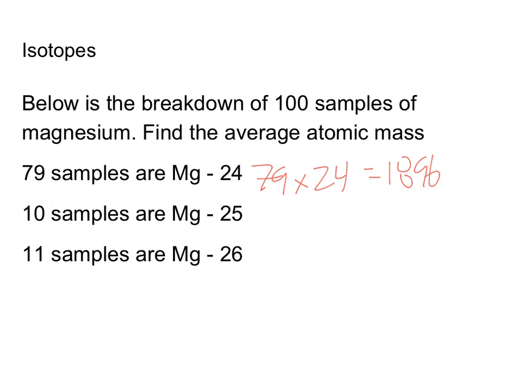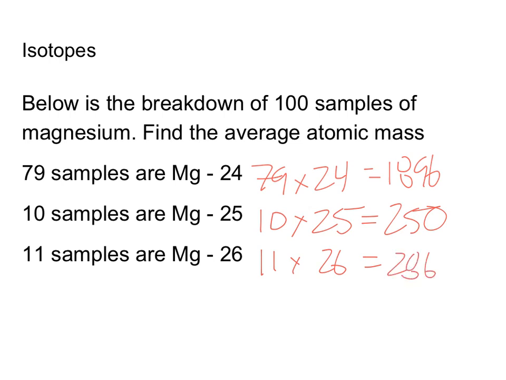So I'm going to take 10, multiply it by 25. 10 times 25. That one's pretty easy, so that gives me 250. And then I'm going to take 11 and multiply by 26. And that's going to give me 286. And so then I'm going to take these three numbers, and I'm going to add them up.